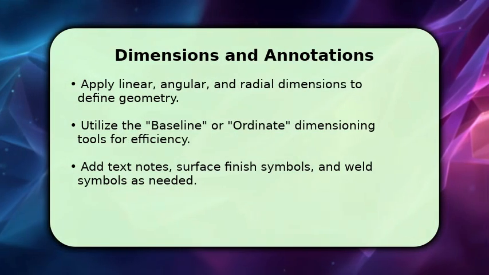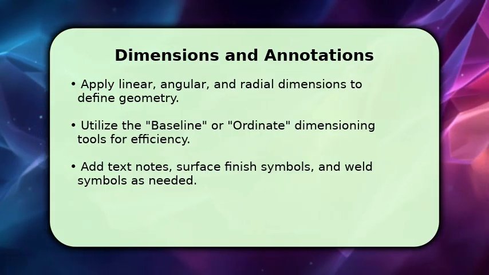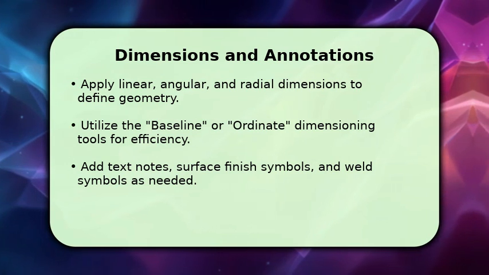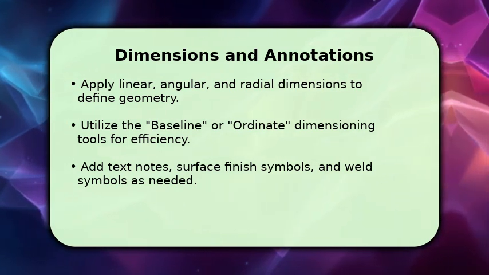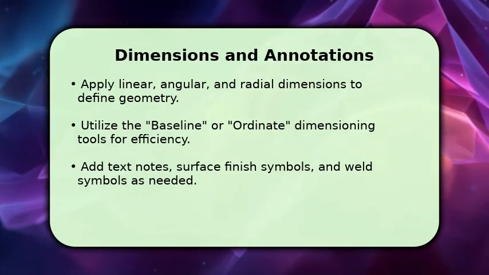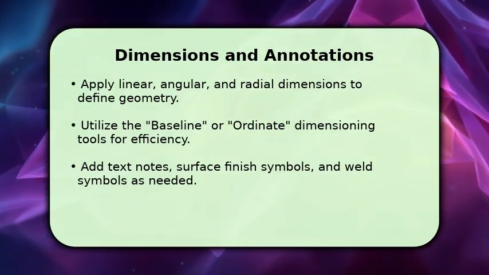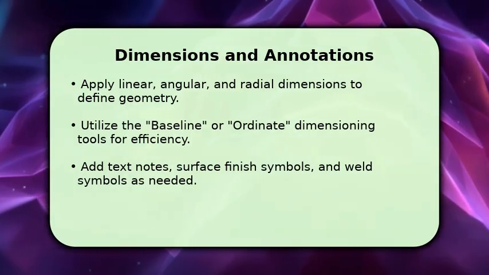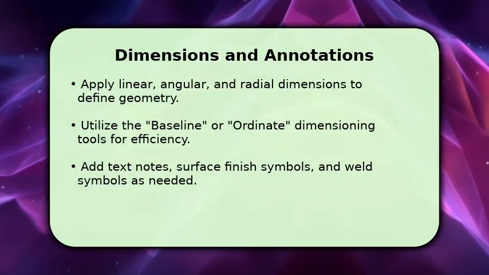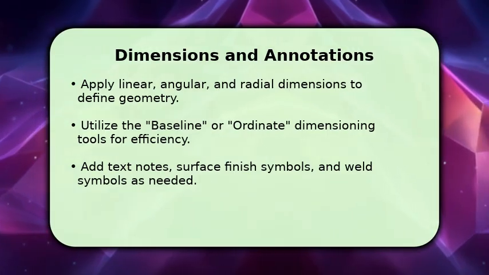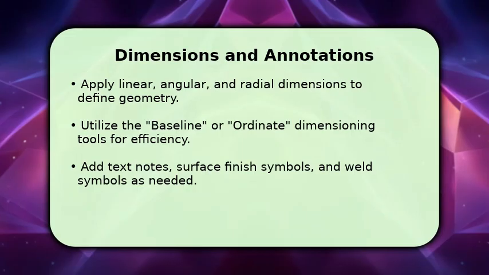With your views in place, it's time to add crucial details. Use the dimensioning tools to specify linear, angular, and radial measurements, ensuring your design is fully defined. For faster work, explore baseline or ordinate dimensioning. Don't forget to include important annotations like text notes, surface finish symbols, or weld symbols where necessary. If you're working with an assembly, generate a parts list and add balloons to clearly identify each component.